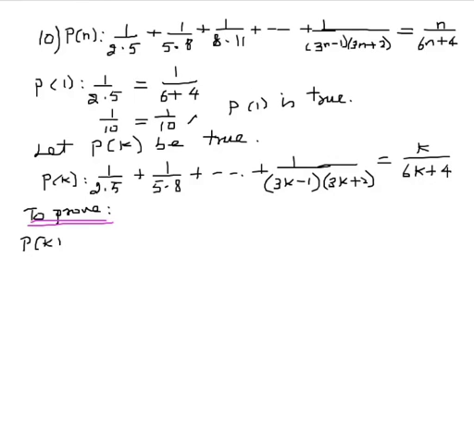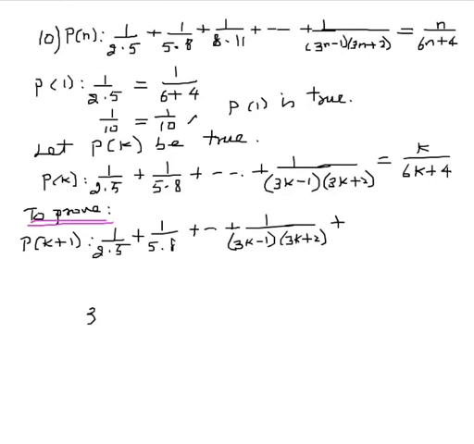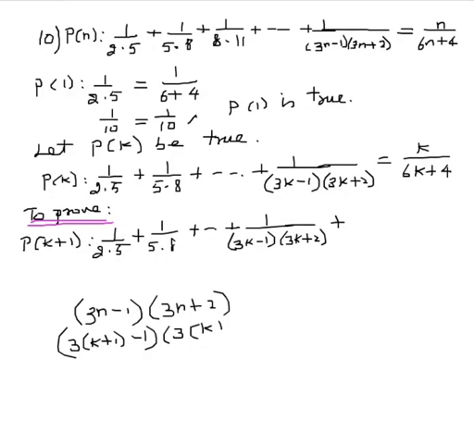P of k plus 1 statement. 1 by 2 into 5 plus 1 by 5 into 8, etc. Kth term is 1 by 3k minus 1 times 3k plus 2, and we have to write k plus 1th term. The denominator is 3n minus 1, 3n plus 2. Now replace n by k plus 1 and check. What do we get? Here also k plus 1.